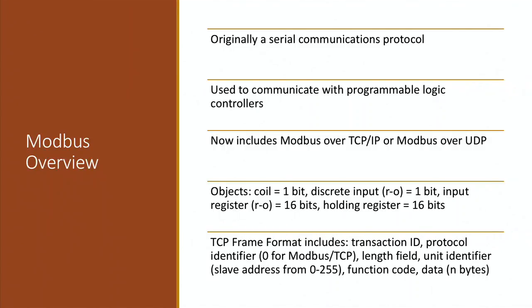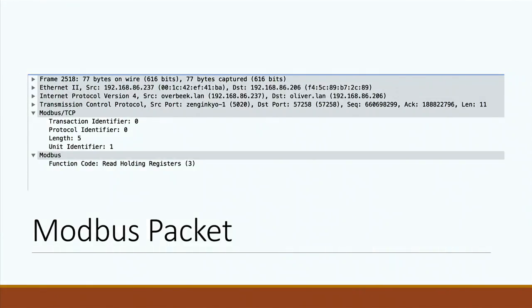So we've got the transaction ID, the protocol identifier, and that would be 0 for Modbus over TCP, the length field, the unit identifier, which is a single byte holding a slave address between 0 and 255, and then a function code, and then whatever data may be associated with it. If you've asked for a value to be written out to a register, for example, you would pass the data along with it.